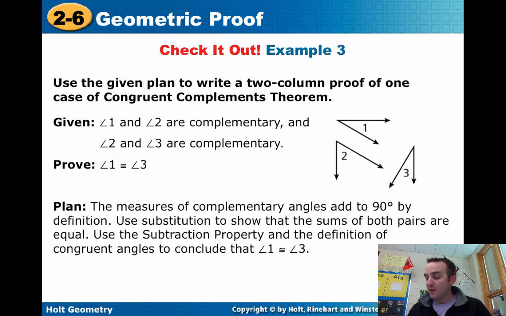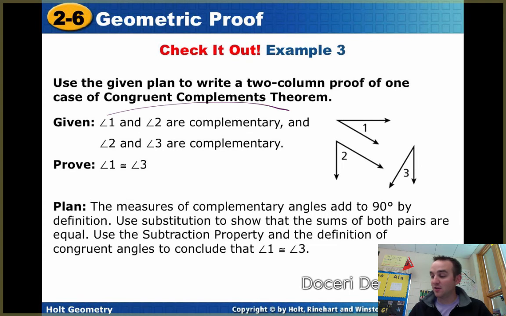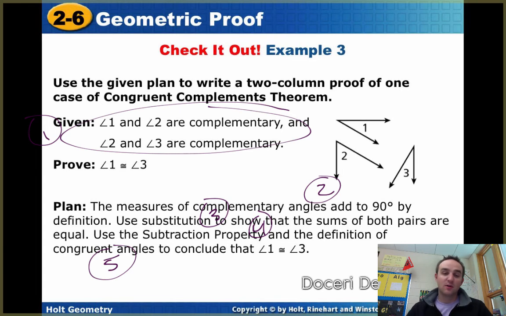So if you look, we have measures of complementary angles add to 90 by definition. So they're saying definition of complementary angles. First is our given, right? We know that. First is our given, which is they are complementary. That's step 1. Then the measures of complementary angles add to 90. So that's definition of complementary. There's 2. Use substitution. So there's 3. Use the subtraction property. There's 4. And definition of congruent angles to conclude that 1 is congruent to 3. So if you look for those reasons in your plan, that kind of shows you step by step what you're going to do. You just can't forget about that given.